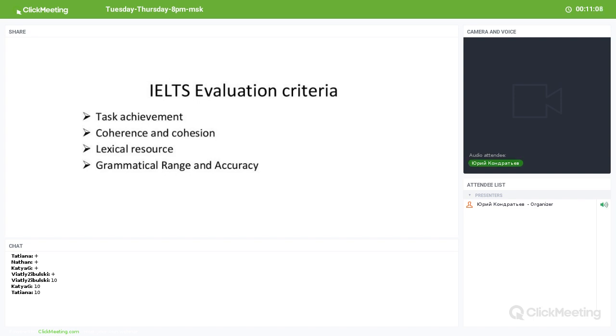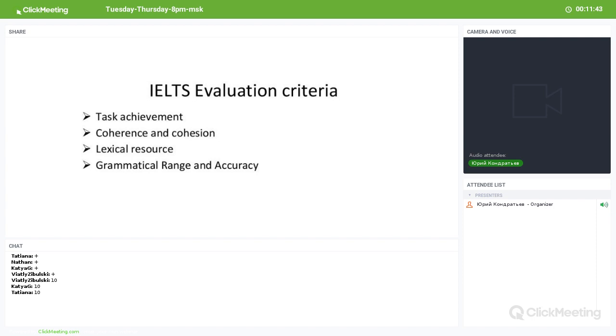Coherence and cohesion: your essay should be logical, and parts of the essay, parts of sentences should be connected with each other. Then lexical resource. If you want a 7 or an 8 in IELTS writing, for 7 for lexical resource, you need to be able to use less common lexical items, also including idioms, some idiomatic expressions. If you want an 8 in lexical resource, it means you need to use uncommon lexical items.